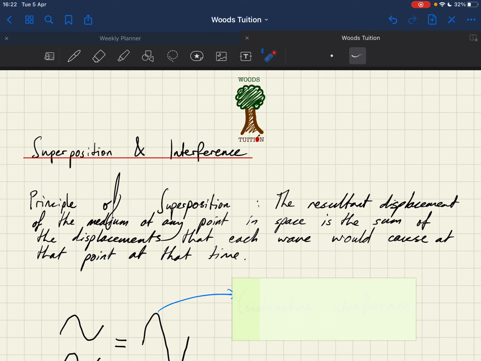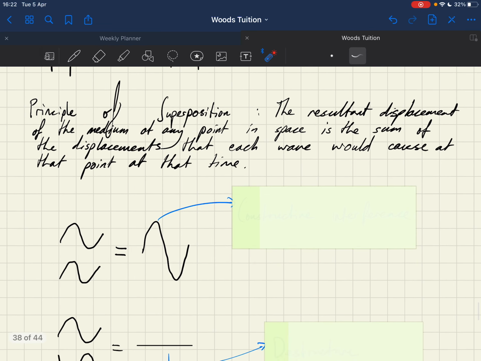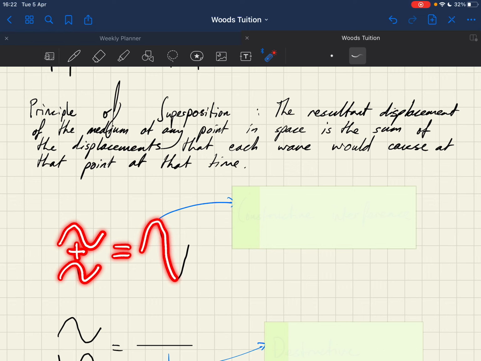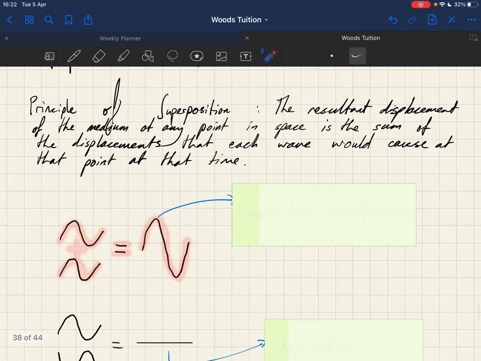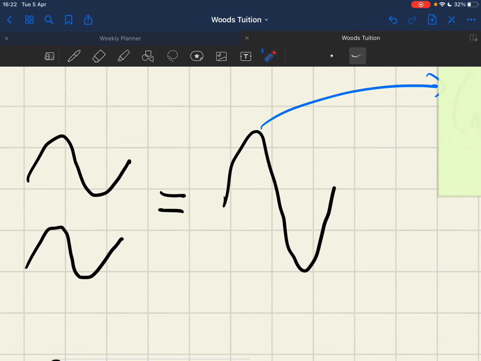So the resultant displacement is the total displacement, so it's the sum of each wave, okay? A wave is a displacement in a medium. So if we have two waves coming at the same time, this wave plus this wave will give us this bigger wave. We can see what's happening if this is our 0 point going through each of these. I probably should have drawn these side by side, but no matter. This wave plus this wave, we've got a crest here and a crest here.